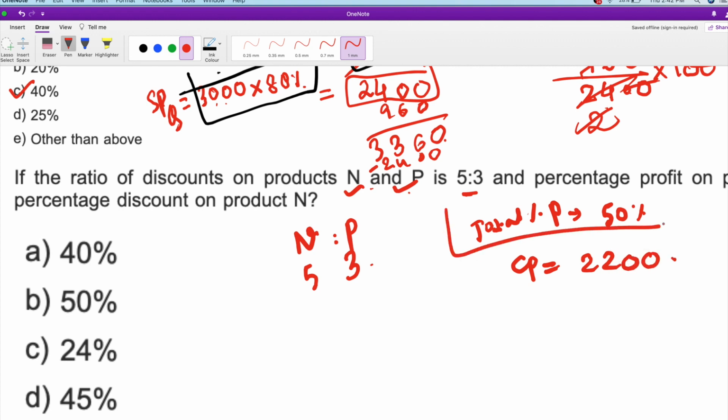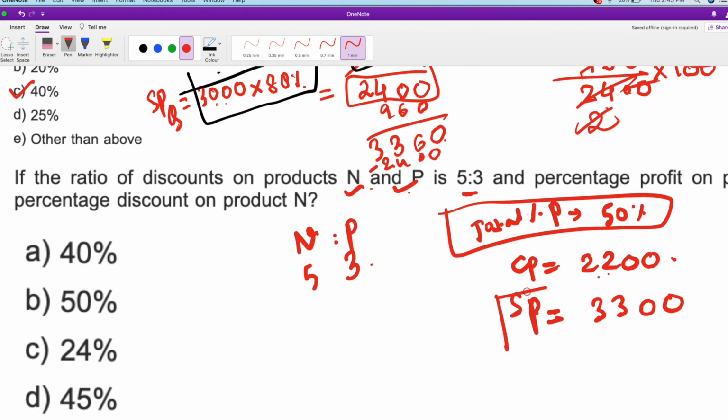This is the total profit. So from here we can find out the total selling price. 50% of 2200 is 1100. So 2200 plus 1100, 3300 will be the total selling price. And this one was the total cost price.